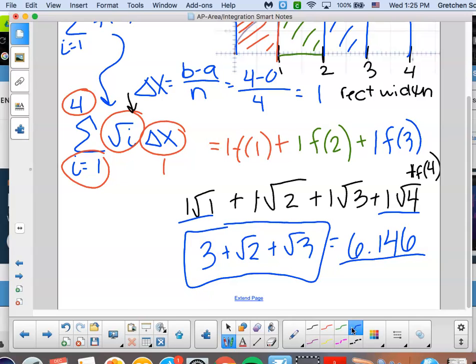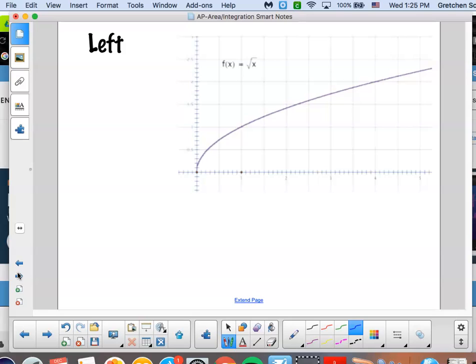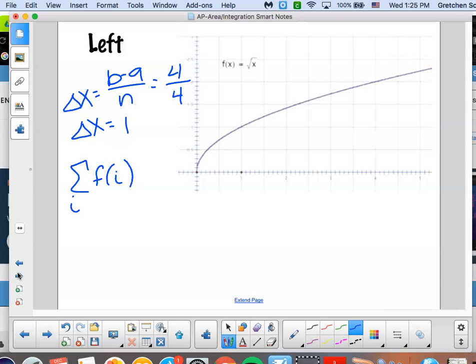When it changes to the left side, we're just going to go through this whole process again so you can see, okay, you're given something to do. Step 1, find your delta x. So delta x is b minus a over n. How long is our interval? 4. How many partitions? 4. What does delta x equal? 1. So what we're really doing is the sum of f of whatever rectangle we're on up to 4 times our delta x. Your lengths are still going to be 1.